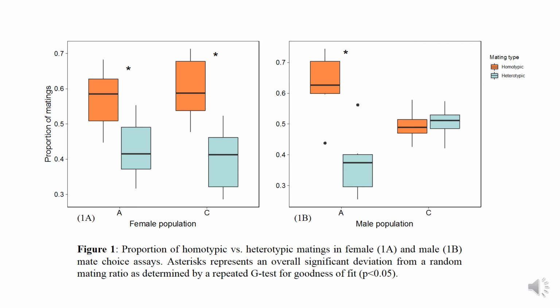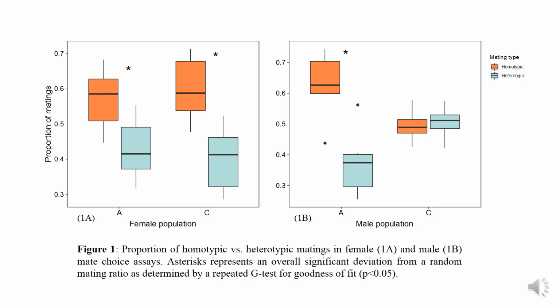So, do any of these models or scenarios actually apply to the data that we obtained from our mate choice experiments? We began by analyzing our data across replicates for heterogeneity, and having found none, we display our results by selection regime, pooling the data over replicates. In the female populations, both the A's and the C's display deviations from random mating and a preference for conspecific mates. In the male populations, only the A males display such a preference for conspecific mates and a deviation from random mating, whereas the C males display almost completely random mating behavior.